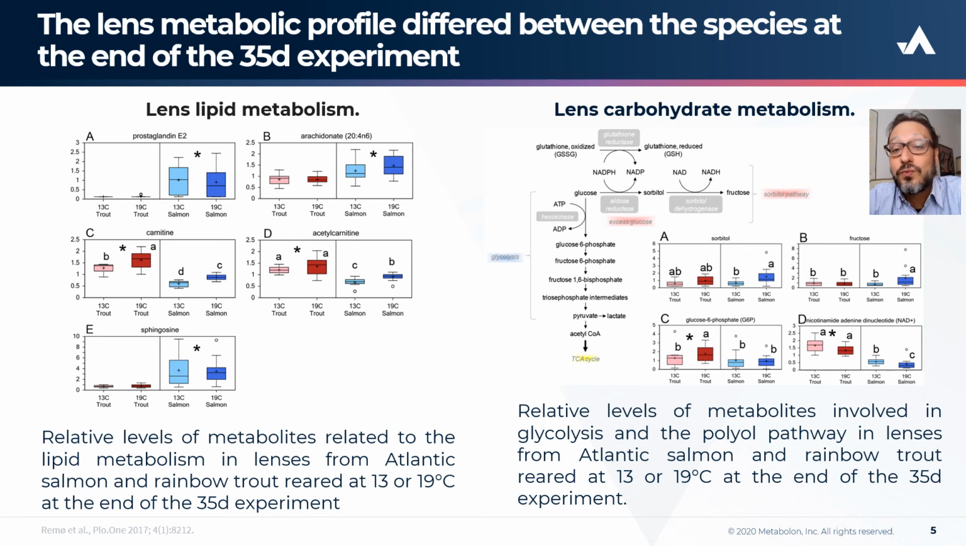Although no differences were observed in the lens glucose levels at the end of the experiment, differences observed in intermediates in the glucose breakdown pathways suggest a temperature-dependent dysfunction or a sort of overload of glycolysis in the Atlantic salmon lenses. The level of fructose and glucose increased with increasing cataract score in rainbow trout lenses, suggesting that alterations in the glucose metabolism may be related to the observed cataract development in rainbow trout.